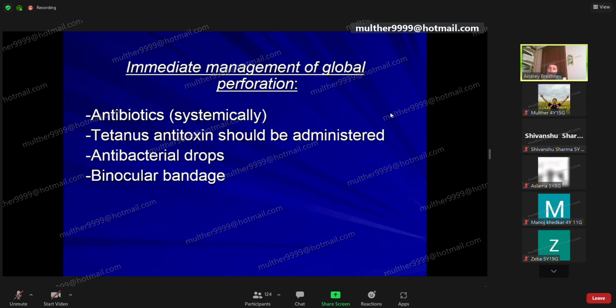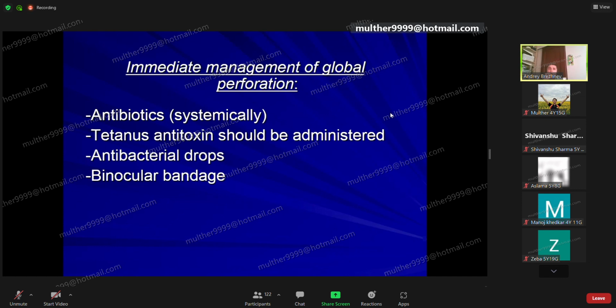And then tetanus antitoxin should be administered in case of all traumas, and eye trauma is not an exclusion. So tetanus antitoxin should be administered. We have already discussed antibacterial drops. Yes, it's possible in most cases, but in case of a large wound, you should think before using them, and don't use antibacterial ointments.